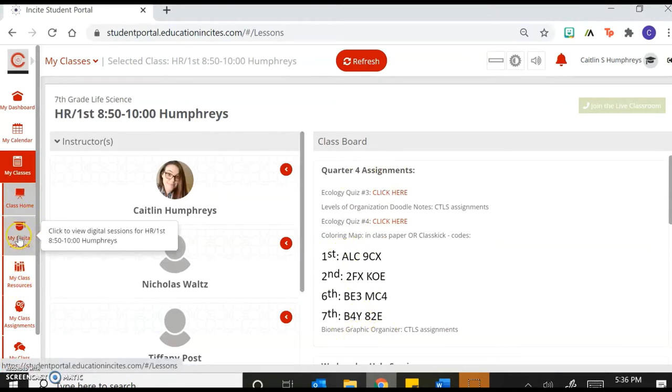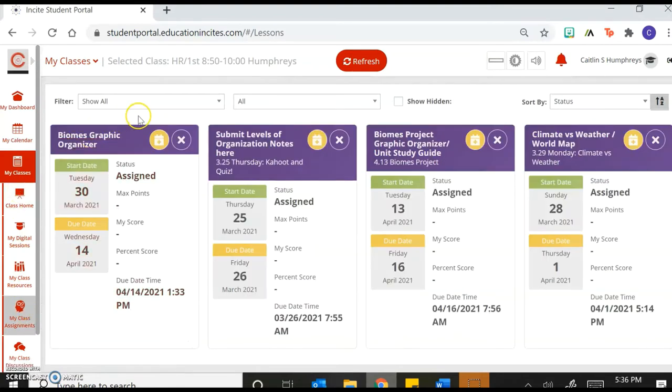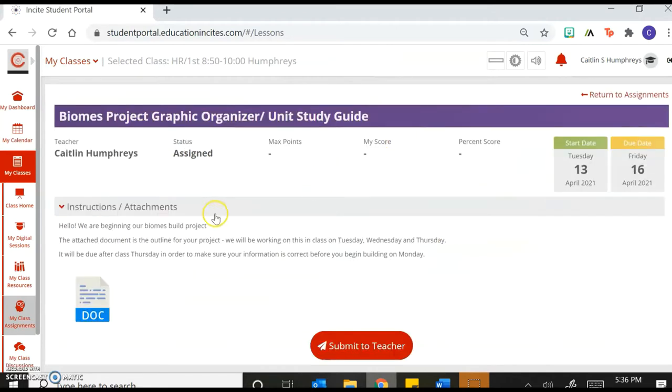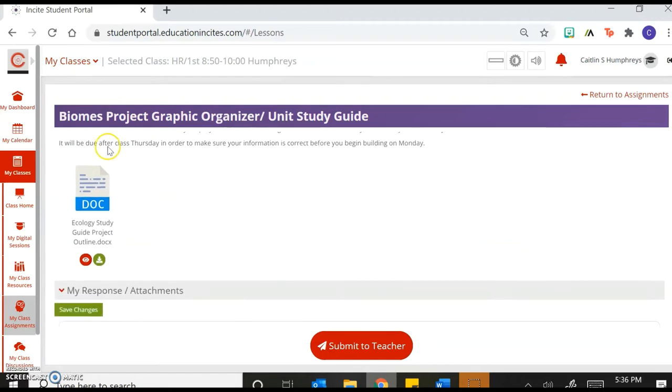So we are going to go to assignment, and it literally says Biomes Project Graphic Organizer slash Unit Study Guide. And we are going to open this file. Now, it says this will be due after class on Thursday, which means that was last Thursday. We are using this to build our physical projects this week. So remember, we should be done with this.